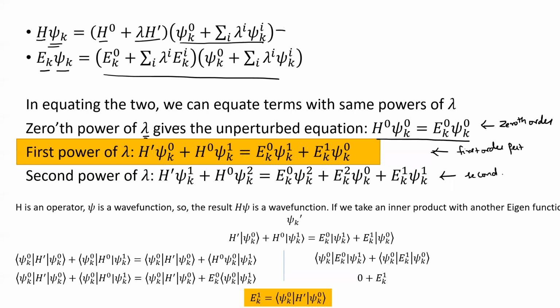For the first order, I have taken all the terms which have just lambda. So on the left hand side, we have lambda H dash acting on psi k naught, plus you have H naught acting on psi k1. So these two are on the left hand side. On the right hand side, you again take only terms which have just lambda. So this will be your first order equation. Let us now look at just the first order equations.